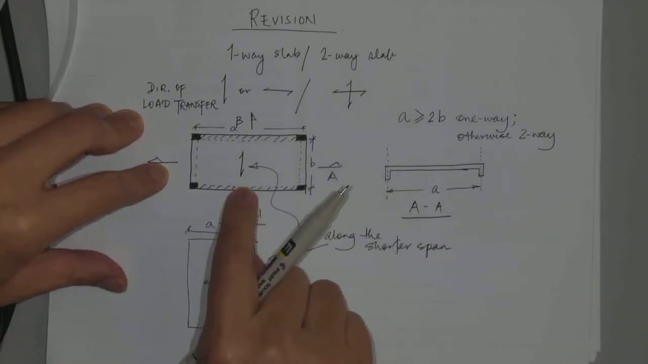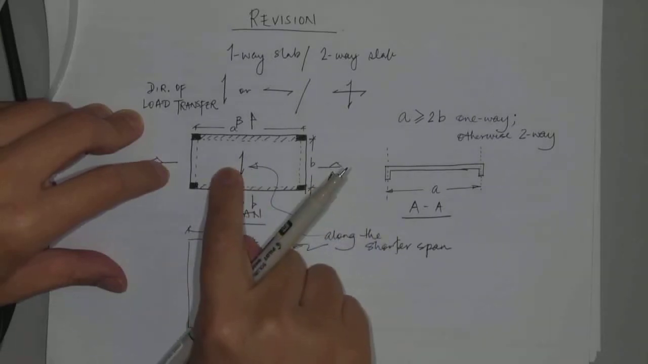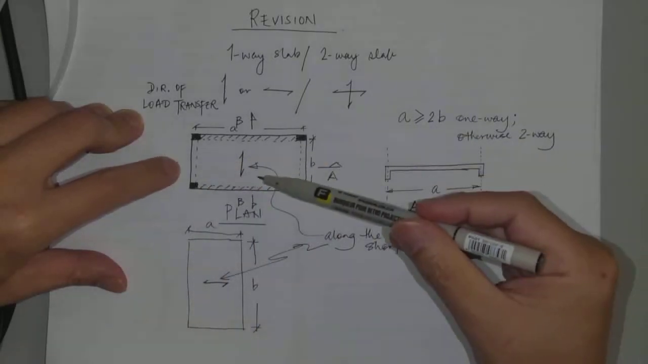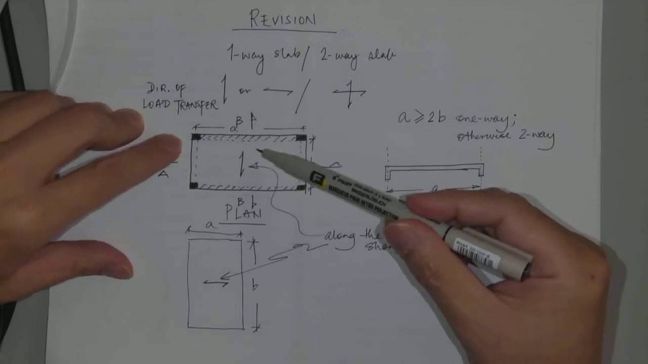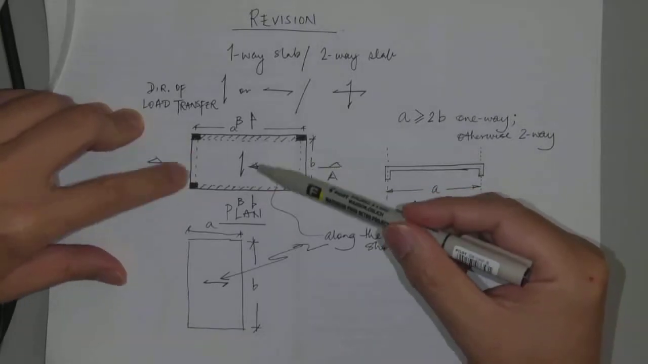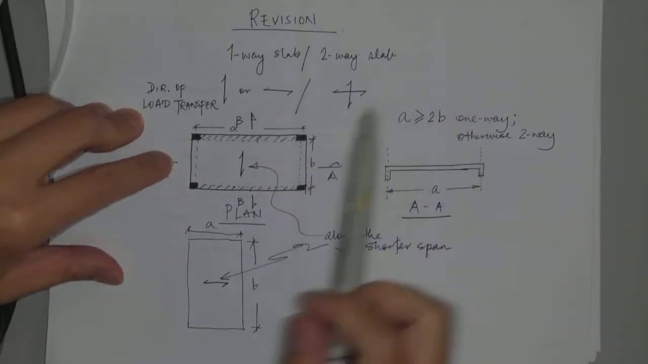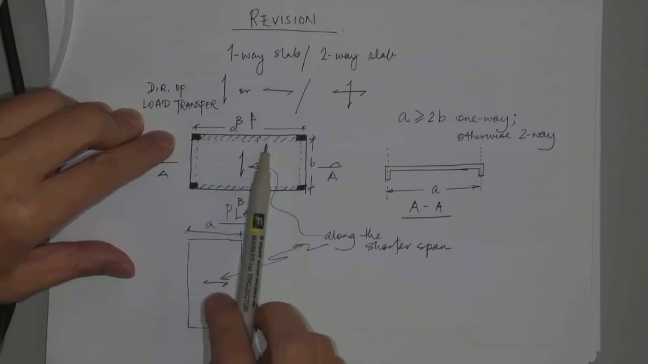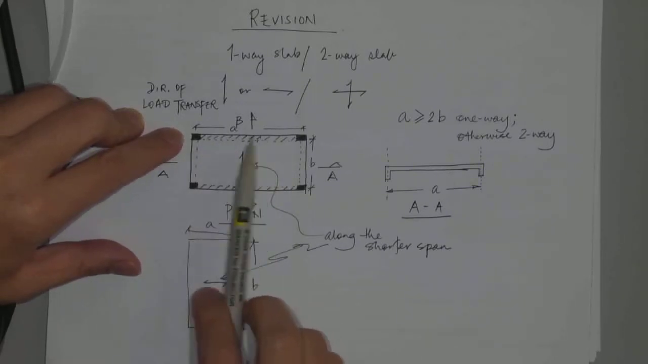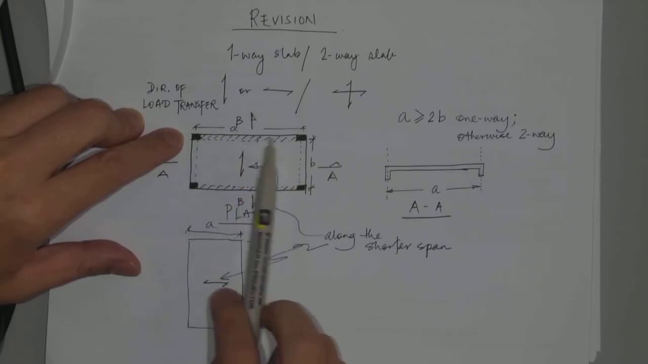So the loading on the slab is first of all transferred to the beams on these two sides, and then because the beam is supported by these two columns, we say the load is then transferred to those two columns.